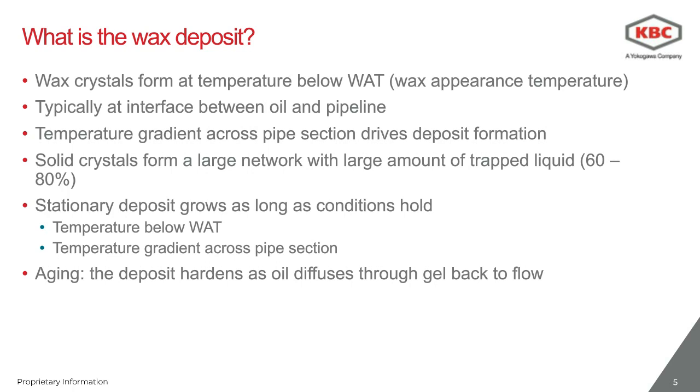In other words, for a deposit to form, two conditions need to hold all the time. The temperature needs to drop below the wax appearance temperature, and there must be a temperature gradient across the pipe. Typically, as the pipe is immersed in a cold environment, like the seabed or in a cold atmosphere, the coldest part of the flow will be at the outer flow, and that's where the deposit will tend to form.